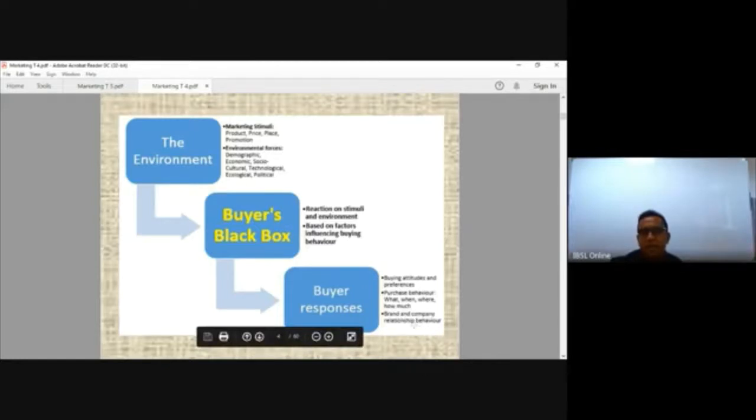So three levels we need to understand. There are marketing stimuli, and then it will work within the consumer's mind, where we don't know what the responses are. Finally, if the responses come out, they will be in the form of purchasing decisions.